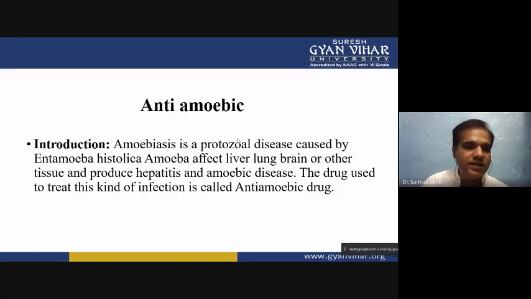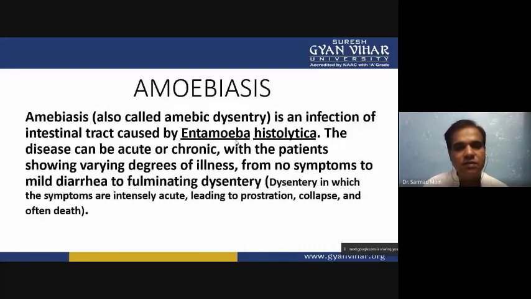The drugs used to treat this kind of infection we call anti-amebic drugs. Anti-amebic drugs are utilized not only for amebiasis, but we can also control other protozoan diseases using these anti-amebic drugs. Amebiasis is also called amebic dysentery. So when Entamoeba histolytica infects a patient, there will be a high level of dysentery.